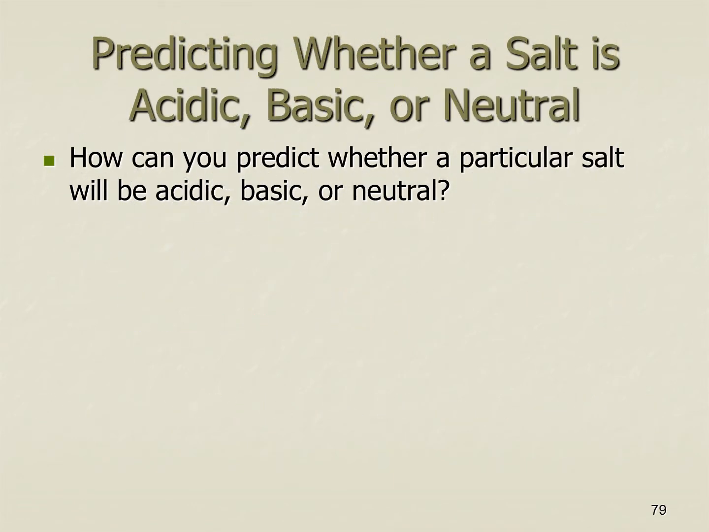So, first of all, how can we predict whether a salt will be acidic, basic, or neutral? Well, it all goes back to those strong acids and strong bases. If you can identify which acids are strong and which are weak, and which bases are strong and which are weak, you should be able to predict whether a particular salt will be acidic, basic, or neutral.